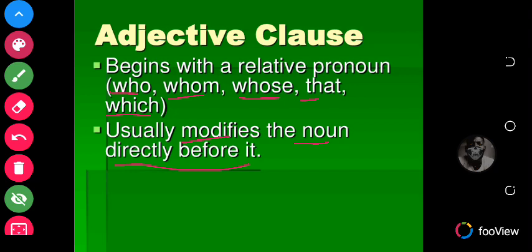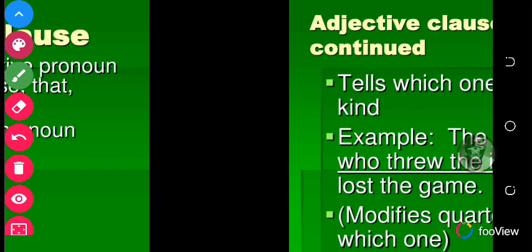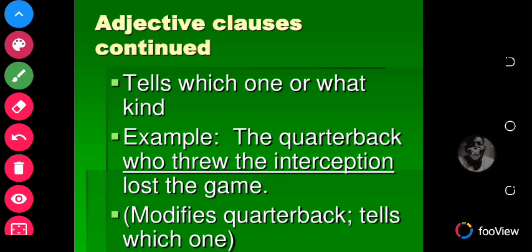So adjectival clauses usually begin with relative pronouns like who, whom, whose, that, which. Okay, let's look at an example. Adjectival clauses tell which one or what kind.